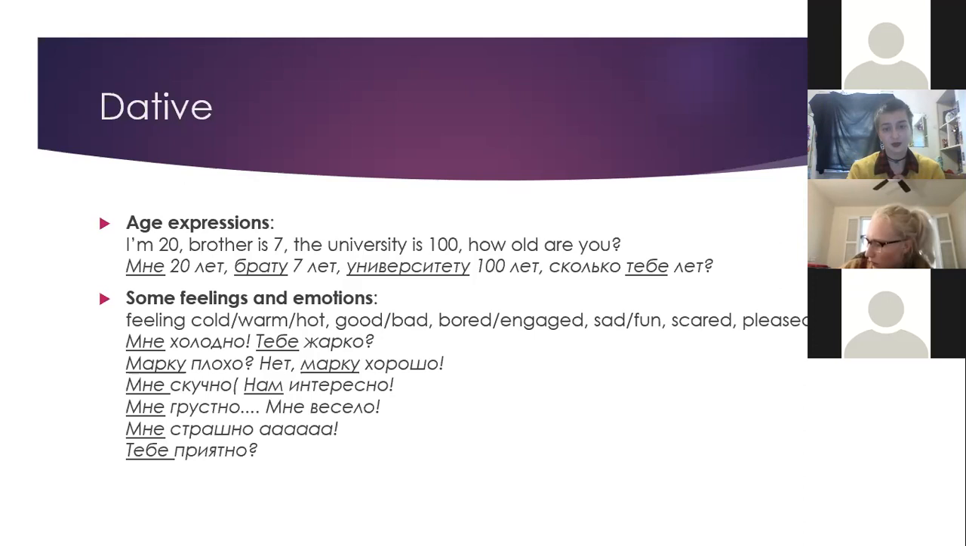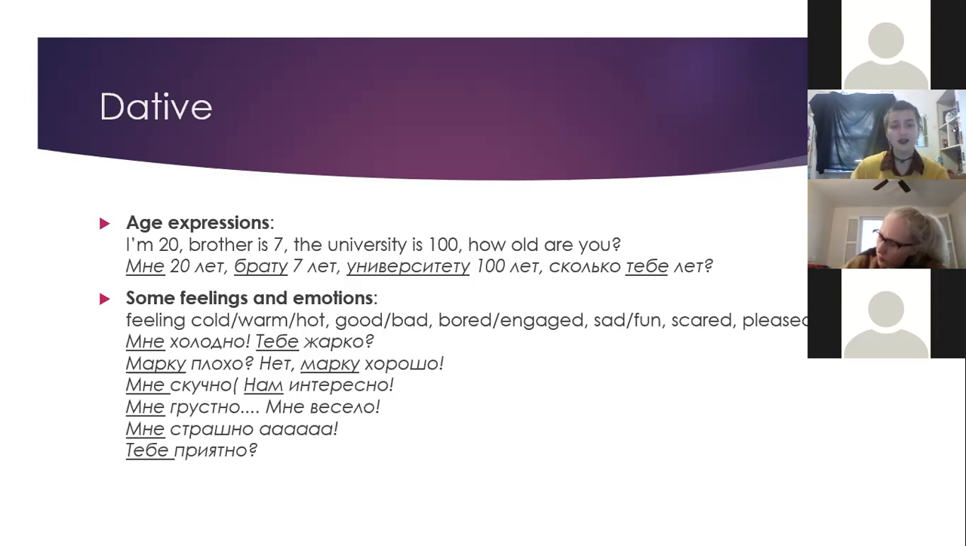Брату 7 лет. Университету doesn't have to be a person. It can be a thing. The university is 100 years. Университету 100 лет. So the question is not сколько ты, but сколько тебе. How many years have you gotten, have you experienced?